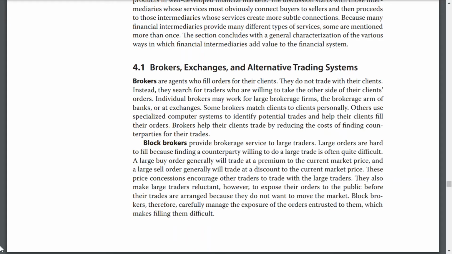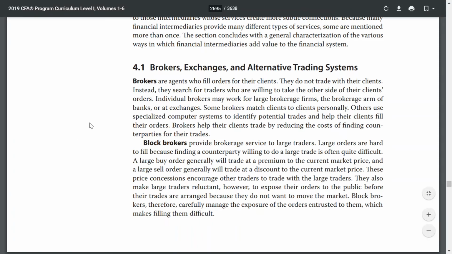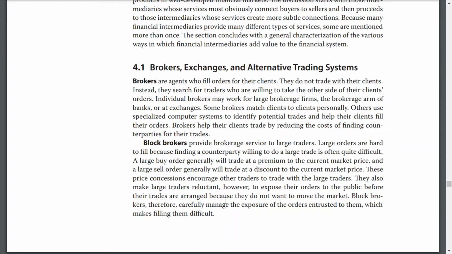Block brokers provide brokerage services for large orders, which are hard to fill because finding a counterparty willing to do a large trade is often quite difficult. A large buy order generally will trade at a premium to the current market price, and a large sell order generally will trade at a discount to the current market price. Large traders are reluctant to expose their orders to the public before their trades are arranged because they do not want to move the markets. Block brokers therefore carefully manage their exposure of the orders entrusted to them, which makes filling them difficult.